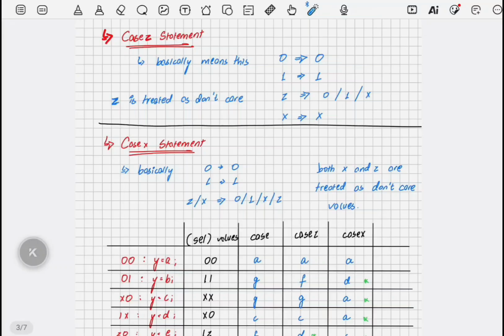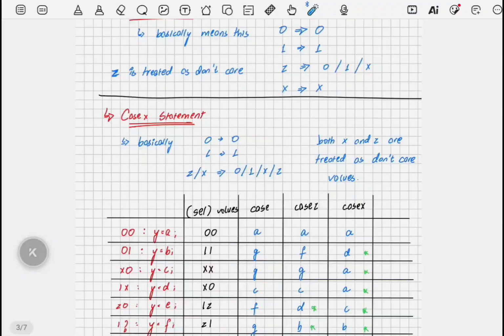Just note how I'm phrasing the sentences: the way these are treated as unique values. That is important. Being treated as unique values will make it easier to evaluate in the next illustrations. So coming to the casex statement, basically 0 will be treated as 0, 1 will be treated as 1, so they will be treated as unique values. But z and x can be mapped either to 0 or 1 or x or z. So both x and z or question mark will be treated as don't care values.